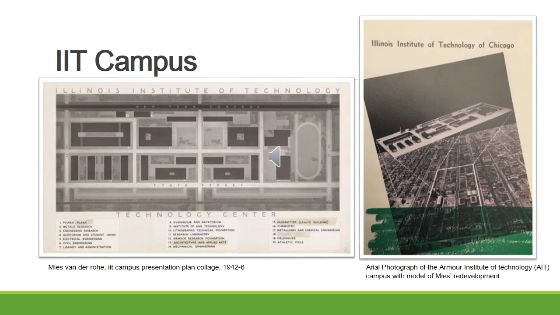In September 1938, Mies was appointed as Director of Architecture at the Armour Institute of Technology. He consequently received commissions to do the master plan for the IIT campus, which was formed by the merger of Armour Institute of Technology and Lewis Institute of Technology.